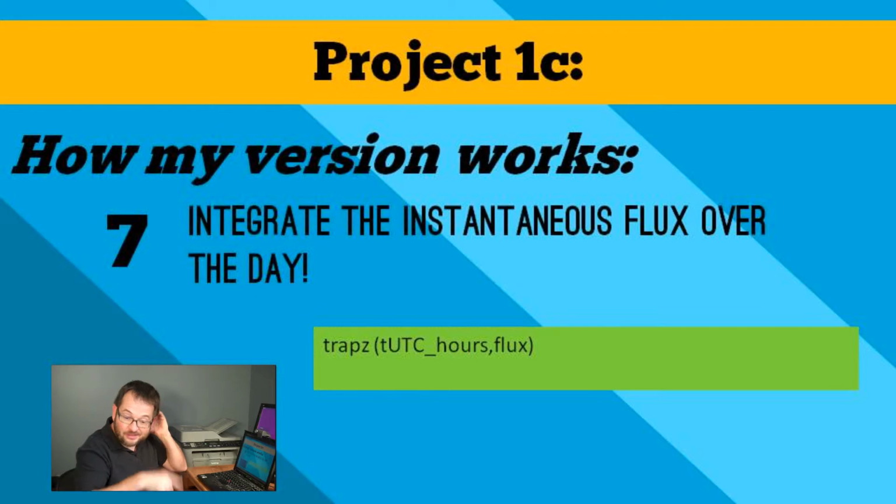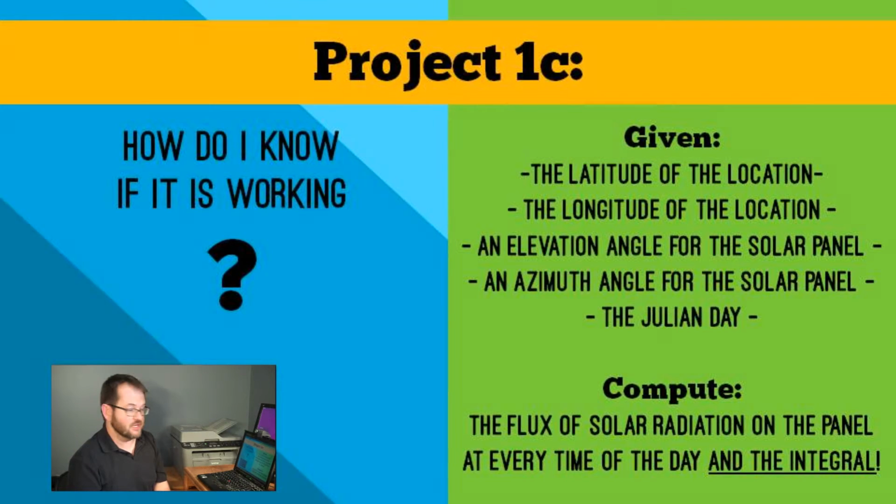Then finally, once you have that loop done, run for all 1,441 minutes over the course of the day, integrate that instantaneous flux using that trapz function to get the actual energy per square meter, joules per square meter, that you need at that station. So you'll have the total energy that a square meter of that solar panel configured in that way got on that day at that latitude and longitude.